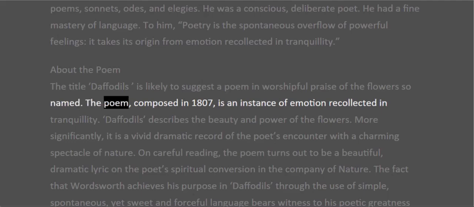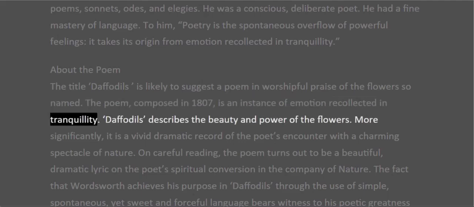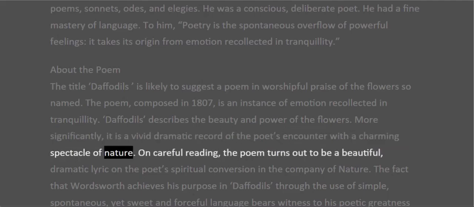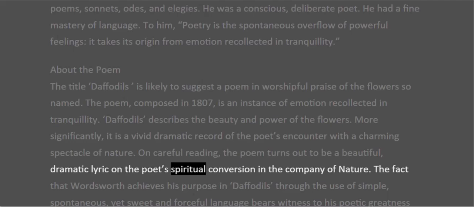The poem, composed in 1807, is an instance of emotion recollected in tranquility. Daffodils describes the beauty and power of the flowers. More significantly, it is a vivid dramatic record of the poet's encounter with a charming spectacle of nature. On careful reading, the poem turns out to be a beautiful, dramatic lyric on the poet's spiritual conversion in the company of nature.